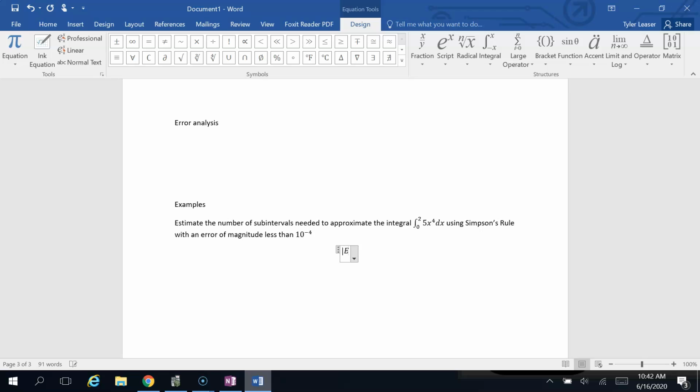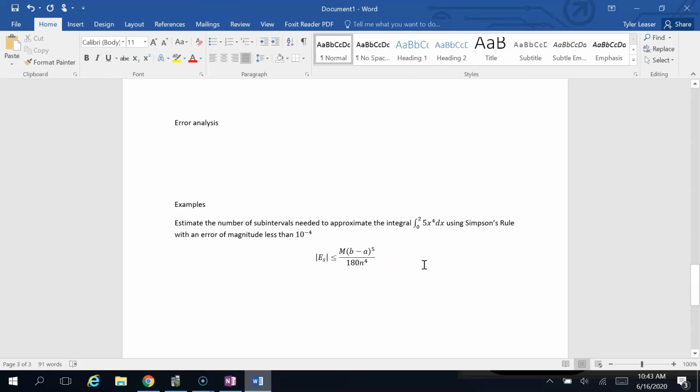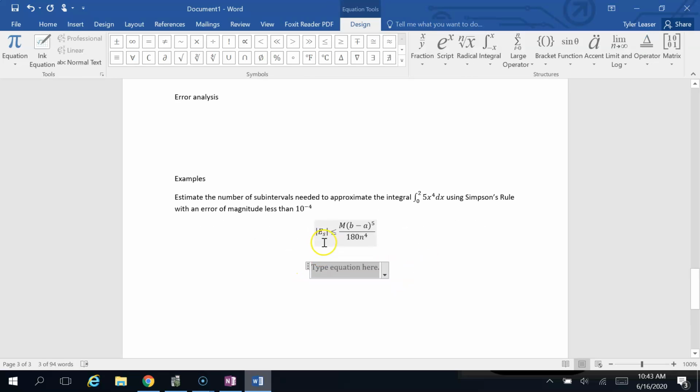So just to remind you of the formula for Simpson's rule, the absolute value of E sub s is less than or equal to a big fraction, M times (b minus a), this was to the fifth, I think, divided by 180 n to the fourth. So let me just double check real quick. Yeah, we're good.